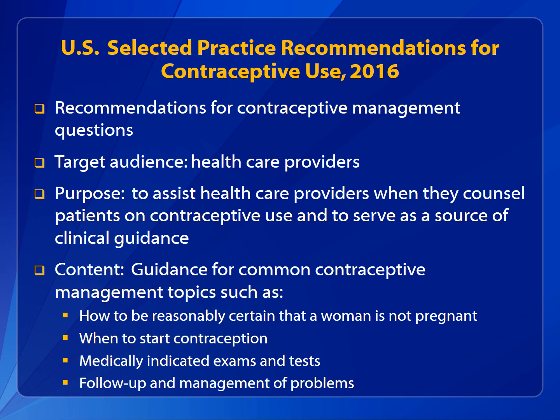The U.S. SPR is arranged by contraceptive method and is subdivided into recommendations such as how to be reasonably certain a woman is not pregnant, when to start contraception, which examinations and tests are medically indicated before starting contraception, and follow-up and management of problems. The guidance is provided both within the text document and summarized in user-friendly charts to guide providers on how to counsel patients for all methods.